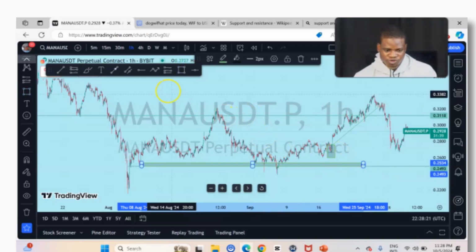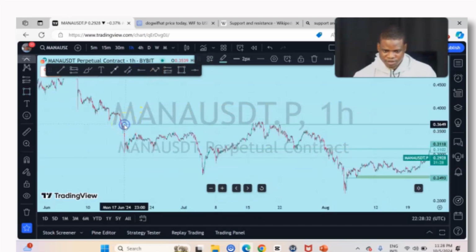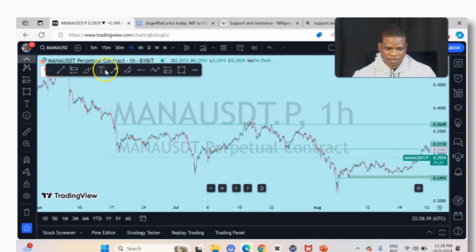And anytime price comes to this area, what happens? It bounces. That's an area of resistance. So it is a simple concept. Let me put it this way.